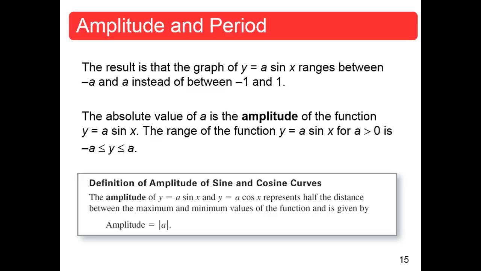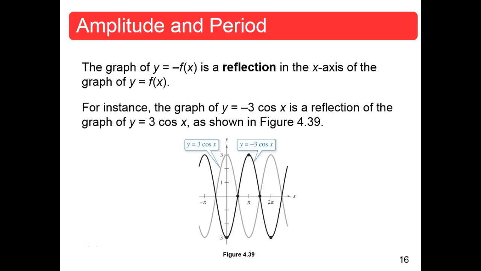Never mind. So the definition of amplitude for sine and cosine curves: the amplitude of y equals A sine theta and y equals A cosine theta represents half the distance between the maximum and minimum. Halfway between is what I call the equilibrium position, so it goes up or down from there. It's half the difference between the maximum and minimum values. We say its amplitude is the absolute value of the coefficient, the thing multiplied by the function.